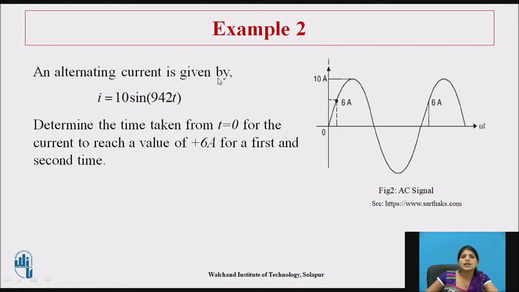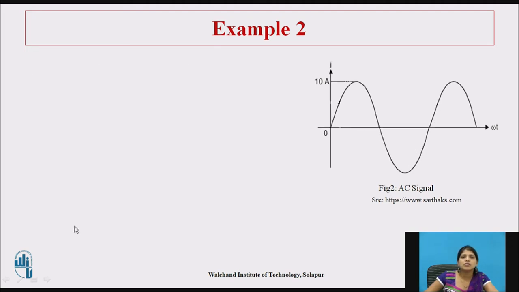An alternating current is given by I is equal to 10 sine 942 t. Determine the time taken from t is equal to 0 for the current to reach a value of plus 6 ampere for the first time and then for the second time. So we want to calculate the time for the first 6 ampere and then for the second one. Okay, now we will solve this one.